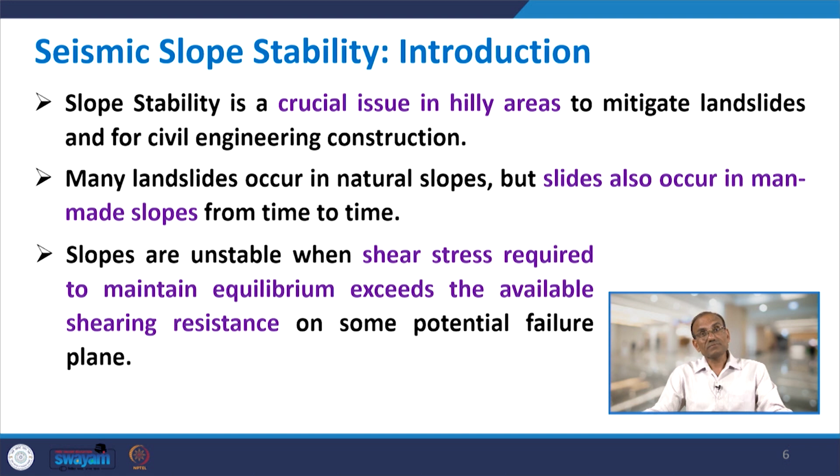Slopes are unstable when the shear stress required to maintain equilibrium exceeds the available shearing resistance on some potential failure surface. So, this is similar: on one side you have the strength of the slope, and on the other side the stresses generated inside the slope, which may be due to loading, due to shaking, or many other reasons. So, if the shear stresses due to external loading increase and exceed the shear strength, then failure will occur.